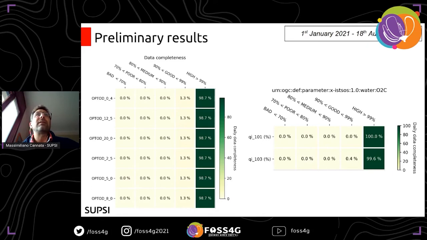These are some preliminary results of the data quality, for the data completeness, for example. We can see that 98% of the data are available. So it means that we have lost some data, but just a little. This estimation was done over 8 months, from January to August 2021. And this is also for the specific parameter for oxygen that we want to use, where we go up to 99%. You see that these two, QI 101 and 103, are two different quality indices that relate to the data quality.